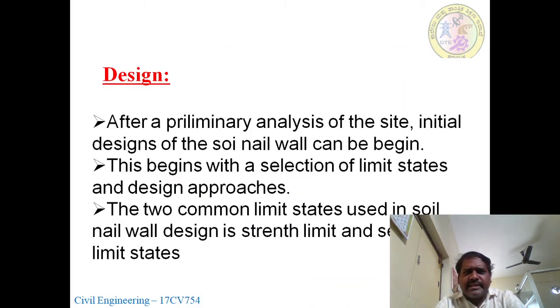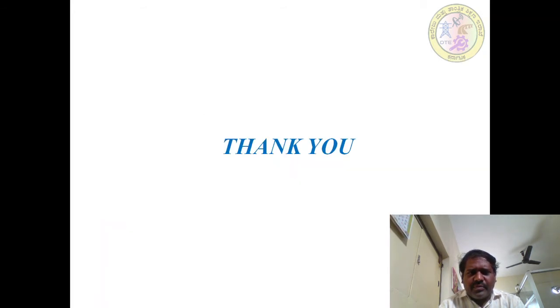So in the design case, there is a design approach. After a preliminary analysis of the site, initial designs of the soil nail wall can begin. It begins with a selection of limit states and design approaches. In the limit state, we have talked about the serviceability. The two common limit states used in soil nail wall design are the strength limit and service limit states. Obviously, the strength and service limit will be considered. Thank you.